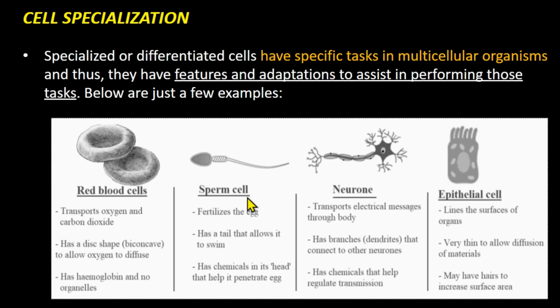The sperm cell helps to fertilize the egg. It has a tail or a flagellum that allows it to swim. It has chemicals in the head of the sperm that help it to penetrate the egg. The neuron transports electrical messages through the body. On the cell body, it has branches or dendrites that connect to other neurons. There are also chemicals that are secreted called neurotransmitters that help to regulate transmission. Epithelial cells line the surfaces of organs, such as the small intestine and the alveoli. They are very thin to allow diffusion of materials, and they may have hairs or cilia to increase surface area.